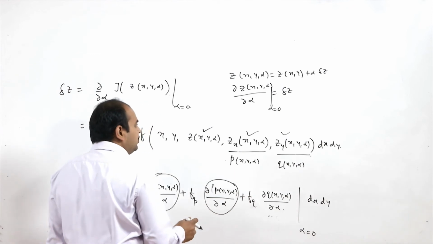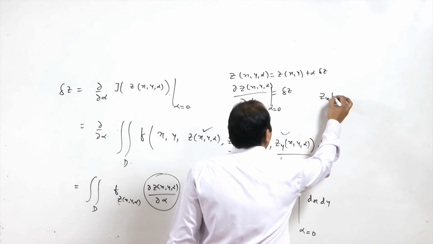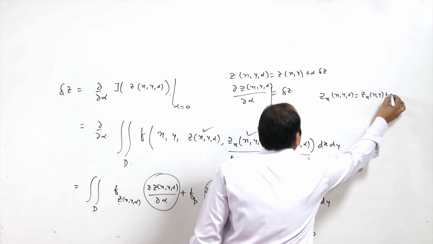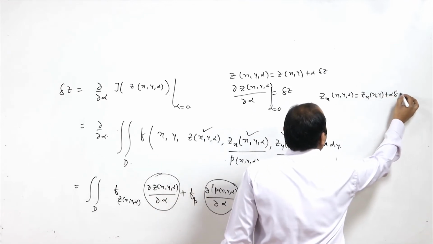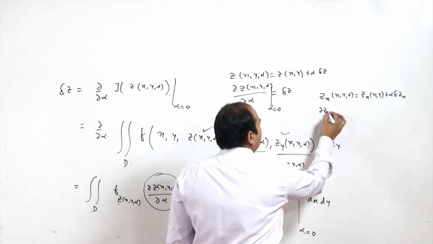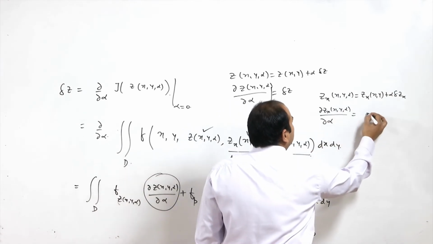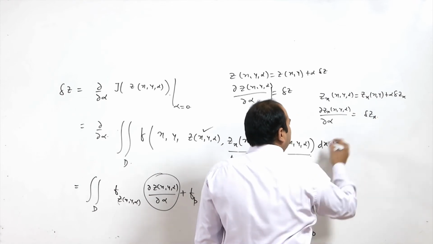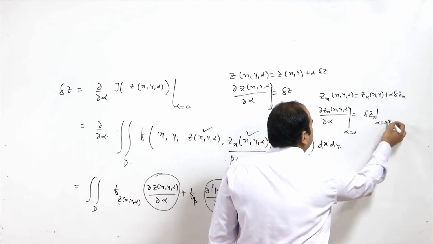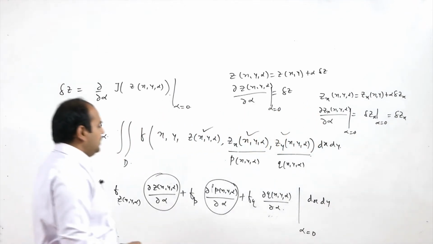Similarly, when you differentiate with respect to x, you will get z_x(x,y,α) equal to z_x(x,y) plus alpha delta z_x, and when you differentiate with respect to alpha, you will get ∂z_x(x,y,α)/∂α is equal to your delta z_x. So at alpha equal to 0 also you will get the same thing, because it is not involving any alpha, so it is your delta z_x, which we call delta p here.